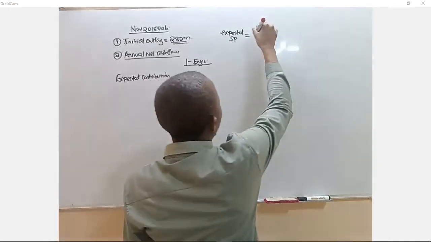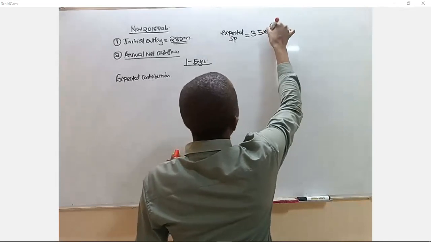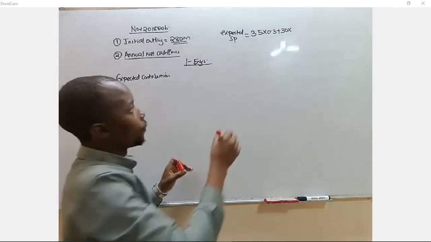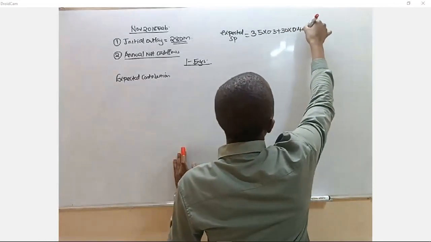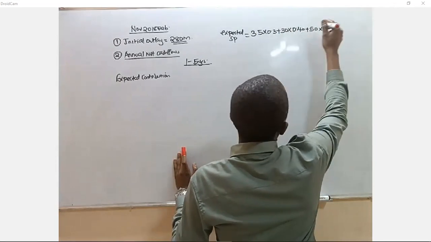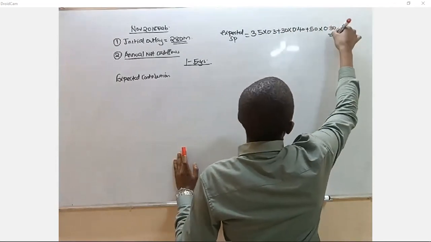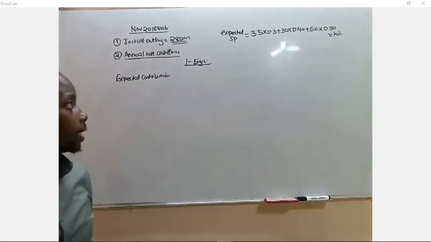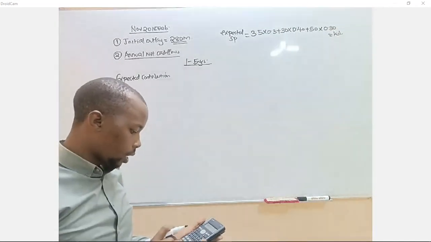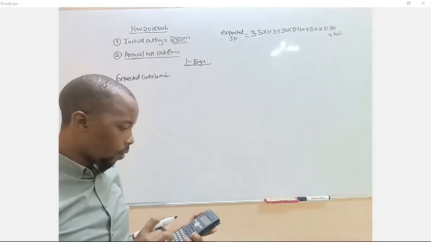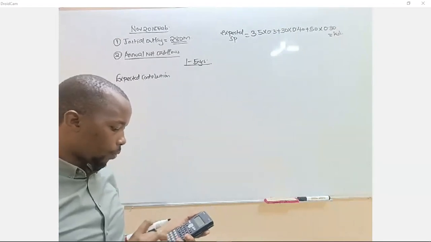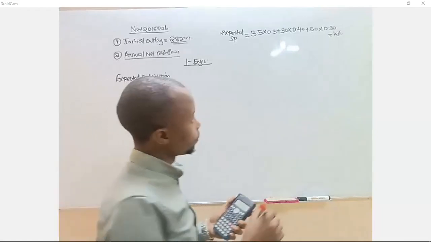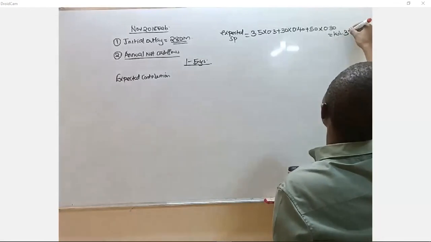The first one is 35. I multiply by 0.3 plus 30 times 0.40 plus 50 times 0.30. So how much is that in Kenya shillings? In this case, 35 times 0.3 plus 30 times 0.4 plus 50 times 0.3, getting 37.5.